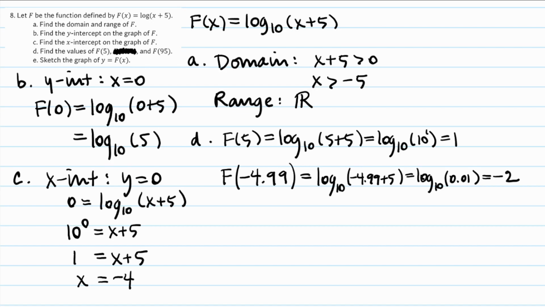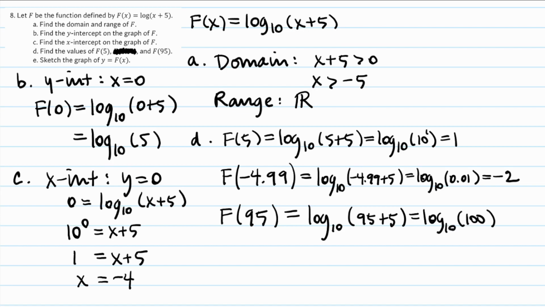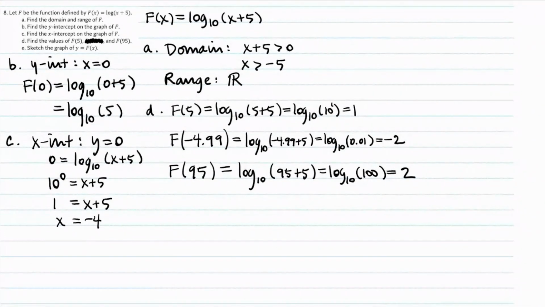The last one of these would be f of 95, and I'm glad this one's going to work. So it's the log with base 10 of 95 plus 5, which is the log base 10 of 100. What exponent do I put on 10 to get 100? That would be +2. Now they want us to sketch the graph of y equals f of x.